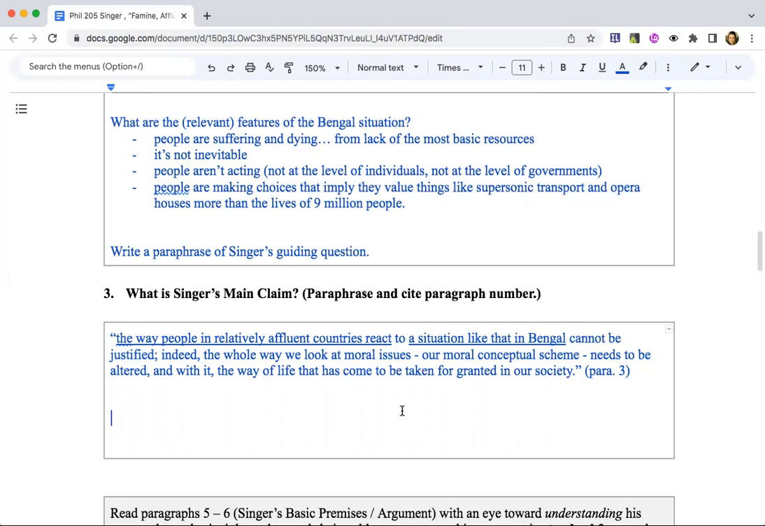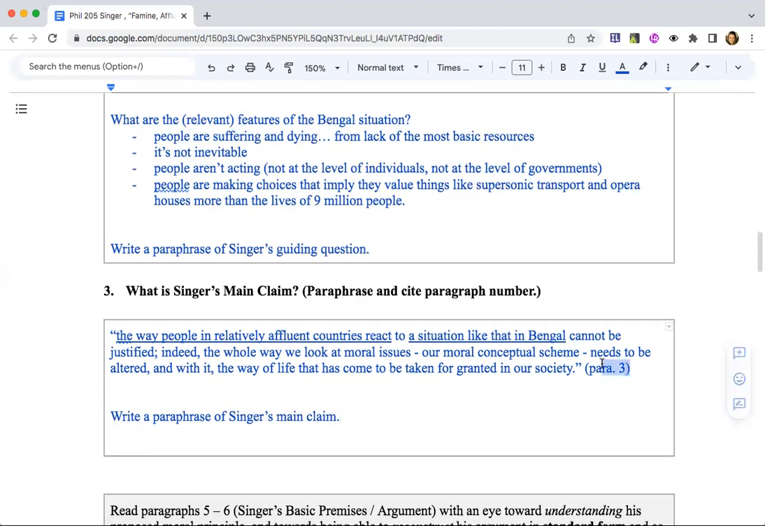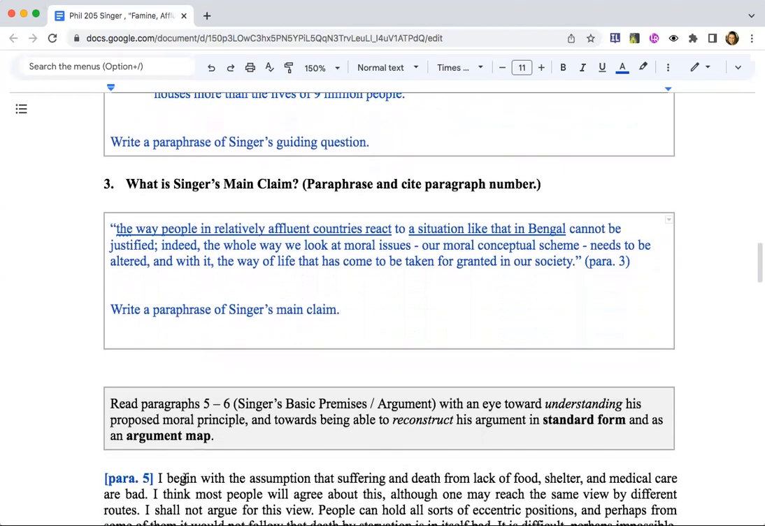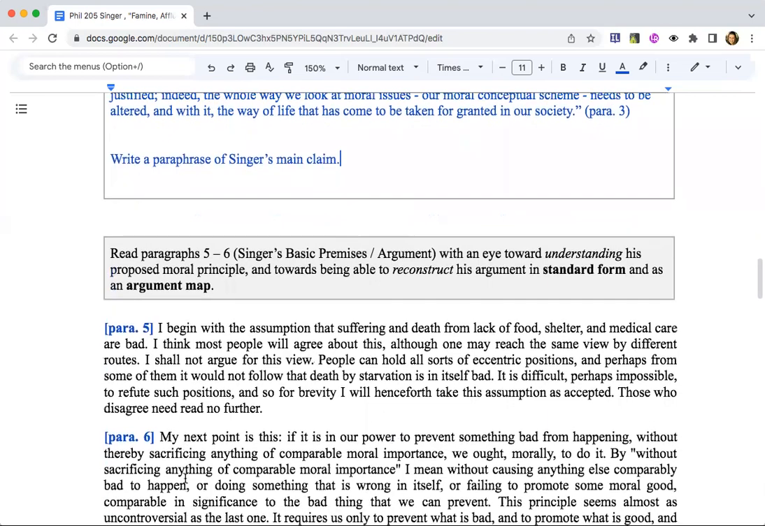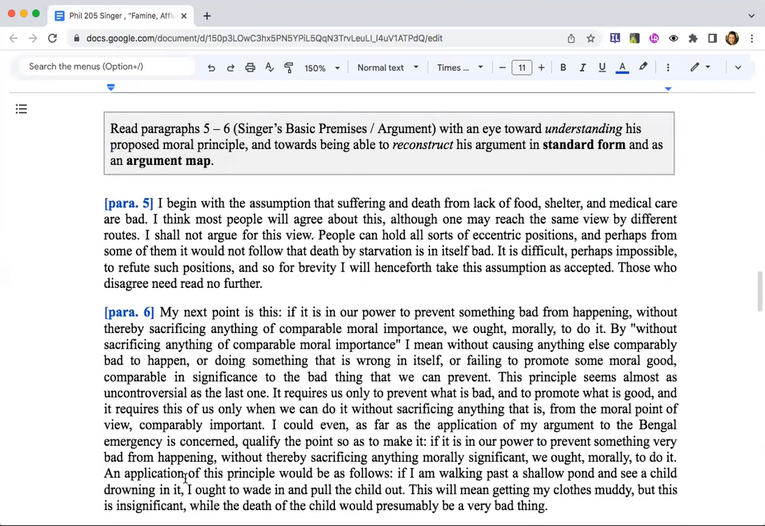Okay, so now write a paraphrase of Singer's main claim. And provide the citation, of course, and make sure these things are clear enough to a reader if they are part of your paraphrase of the claim. Pause the video, make sure you have that done. Then let's move on and keep reading.